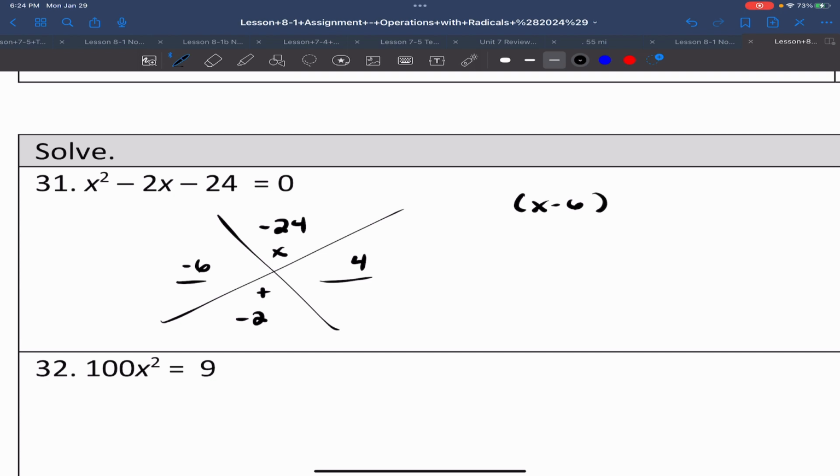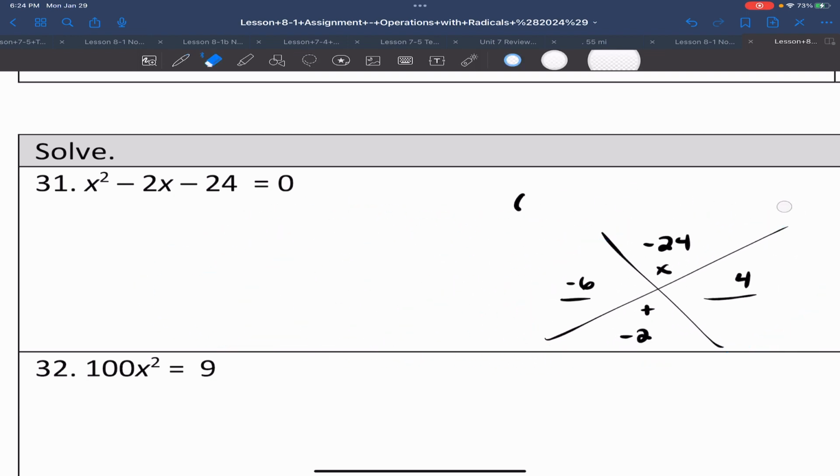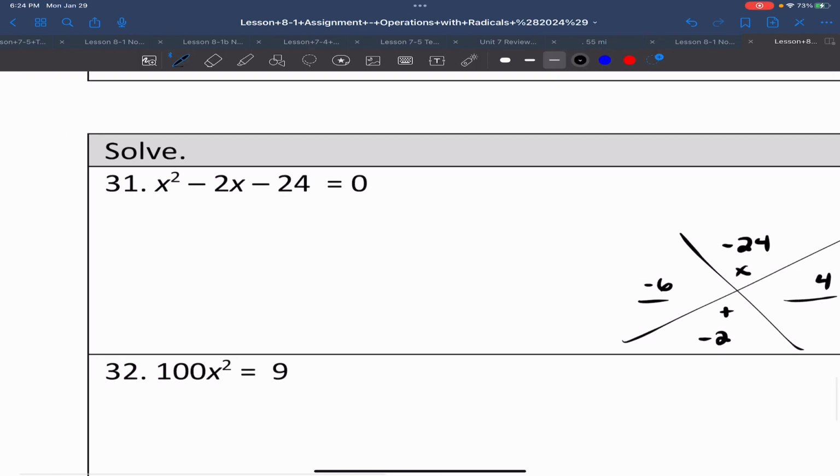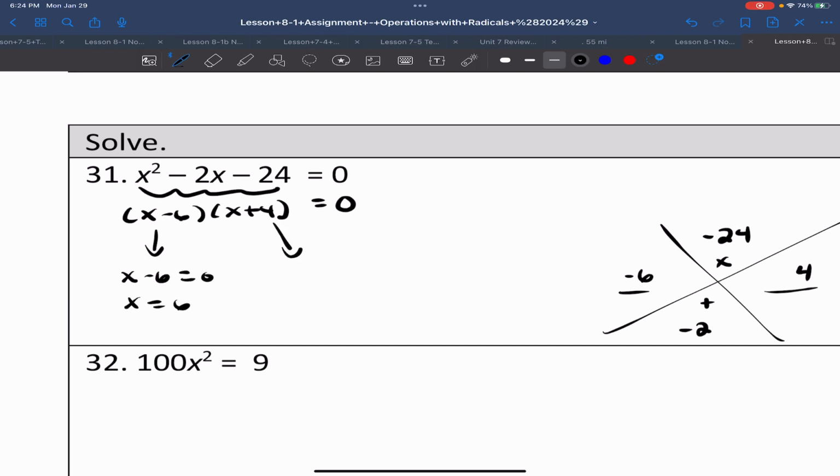So x minus 6 times x plus 4 is equal to 0. Or let me go ahead and just be a little bit more clear. So this equals 0, that remains the same, but this here becomes x minus 6 times x plus 4, okay? Take x minus 6, set that equal to 0, x is 6, and then this x plus 4 is equal to 0, x equals negative 4. That's your answer.